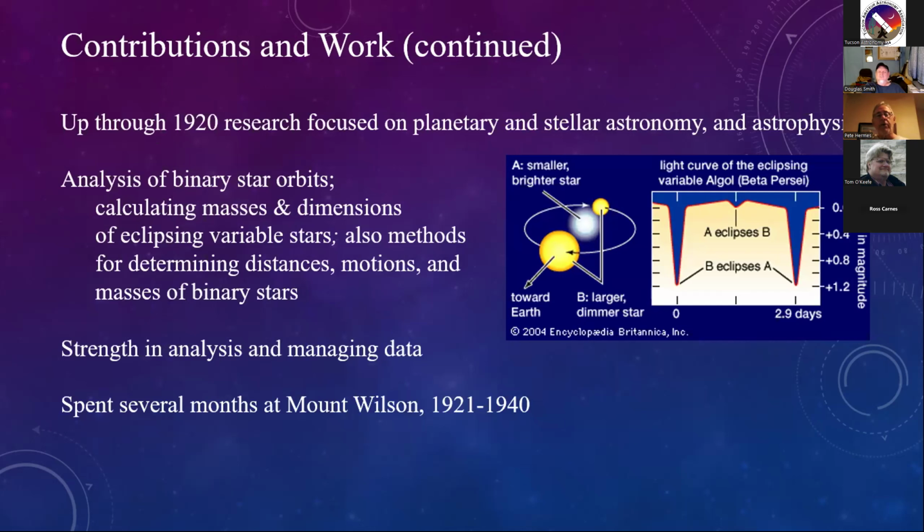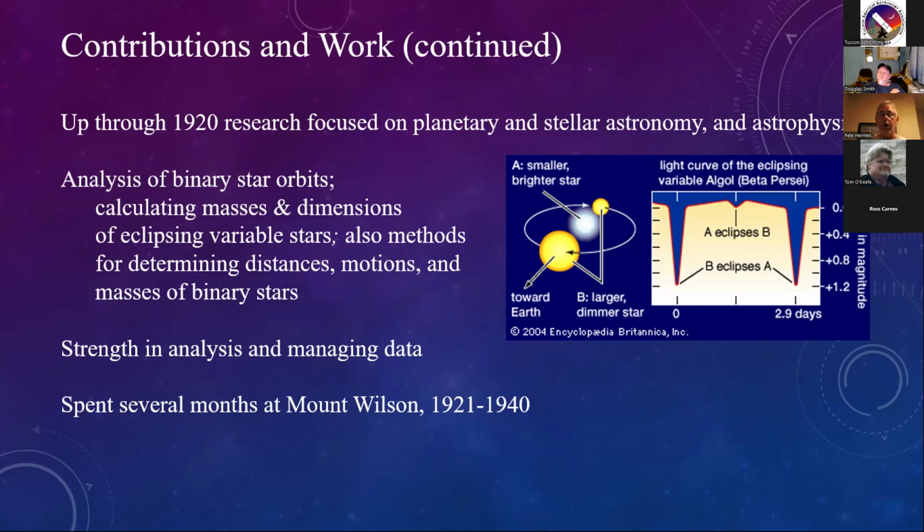For the most part, up through the 1920s, his research focused on planetary and stellar astronomy and astrophysics. One of the things Russell worked on was an analysis of binary star orbits, coming up with ideas about calculating the masses and dimensions of eclipsing variables, which were some of the first examples he used, and also developing methods for determining distances, motions, and masses of the binary stars. Algol is probably a great and well-known example of an eclipsing binary, where you have a smaller, dimmer star.